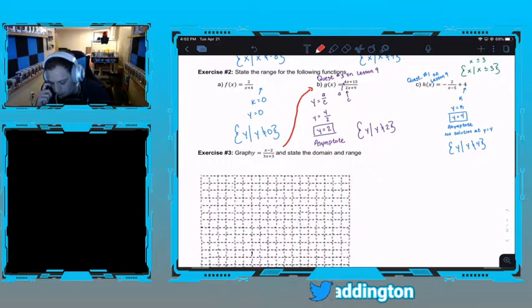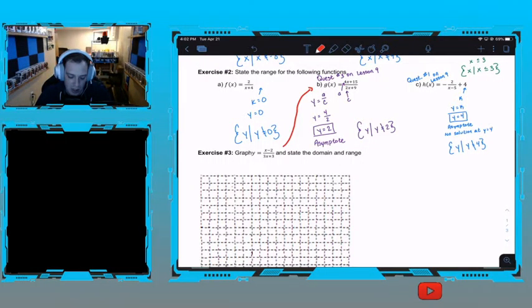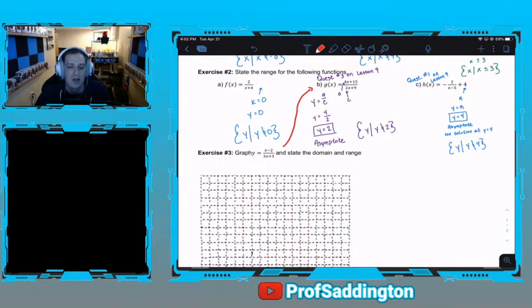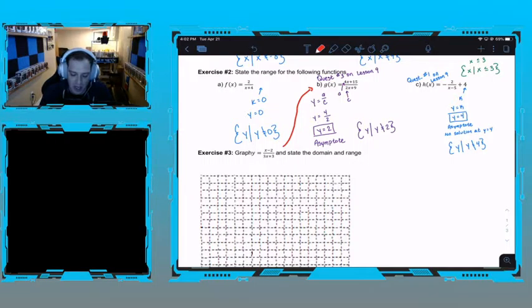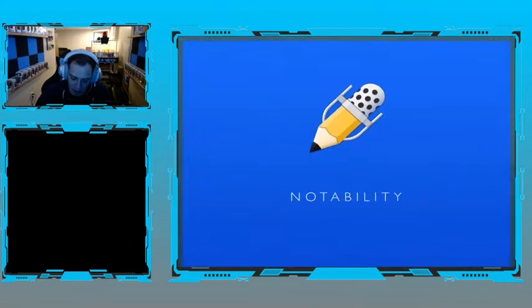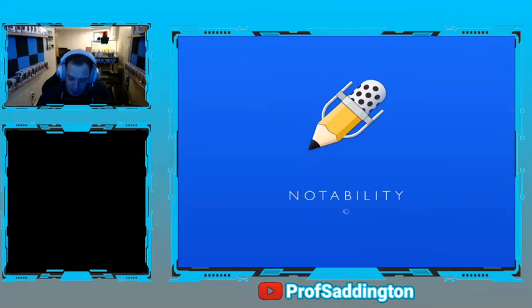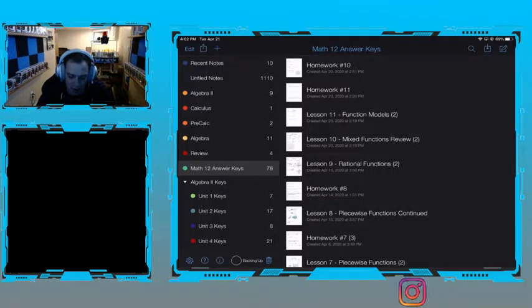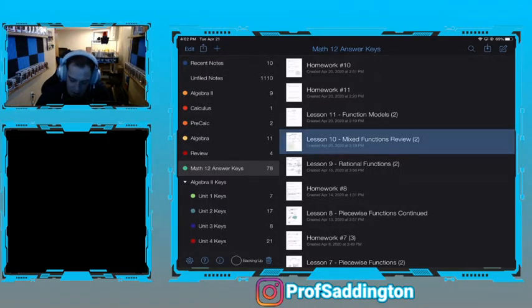Before we do any graphing, the first thing you should always look for are asymptotes. So I'm going to start off by finding the y equals asymptote first. This will be the vertical asymptote, because that's exactly what we did yesterday in this top problem. Hold on, Notability just crashed on me. All right, so lesson 10.